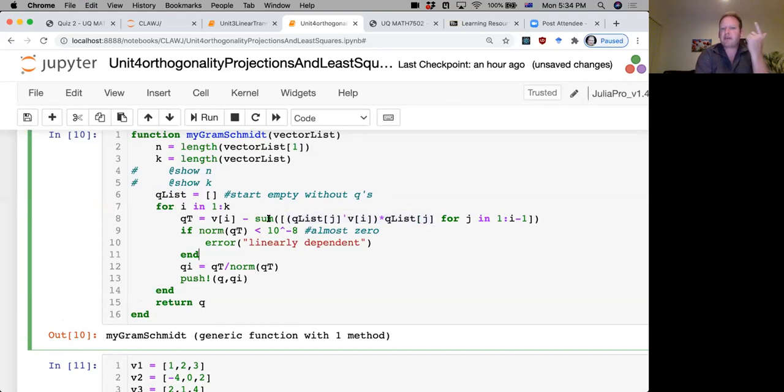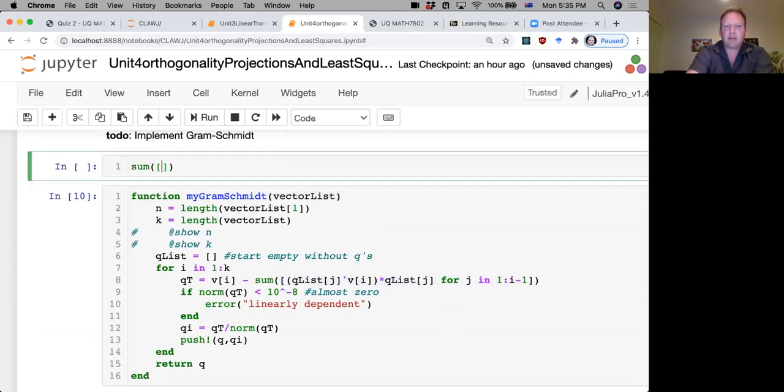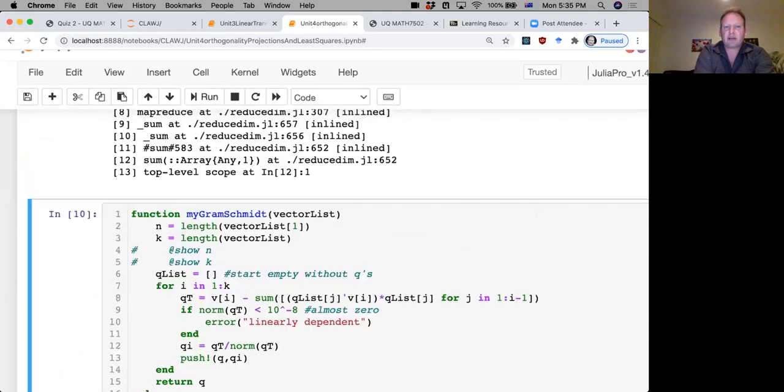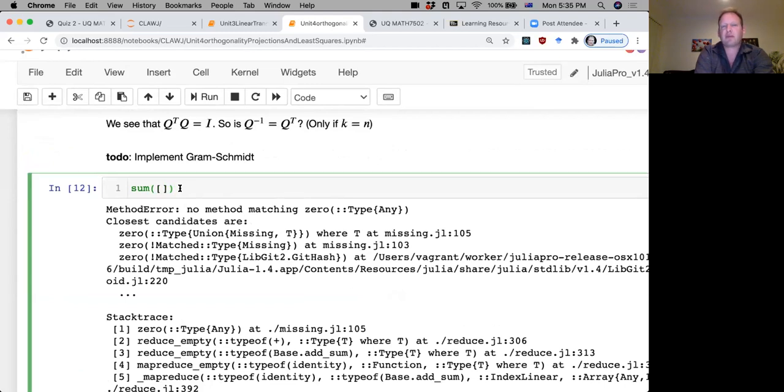Now, of course, in the first iteration, i equals 1. So this is going to be the empty list because j goes from 1 to 0. But when you sum the empty list, that should work, I thought it would work. Maybe it doesn't. Okay, this might not work, but we'll fix it in a second. We'll see in a second what this does.